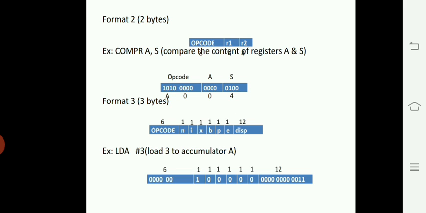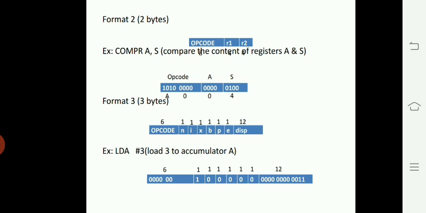The second one is a format 2 instruction. The length of the format 2 instruction is 2 bytes. The first 8 bits are used to represent the opcode, the next 4 bits are used to represent the first operand, and the last 4 bits are used to represent the second operand, totally 2 bytes.